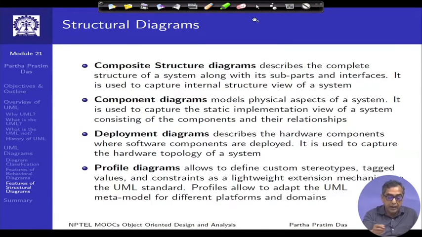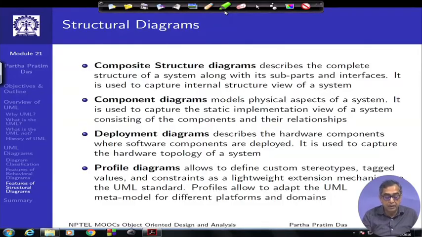Further structural diagrams include composite structure diagram, which gives a complete structural view of the system with all its subparts and interfaces and so on. And complementary to that is a component diagram, which primarily shows you the physical aspects of the system. So, the composite structure talks about various interfacing relationships between components, while the component diagram specifically talks about what components and what static implementation view of these components you need to describe.